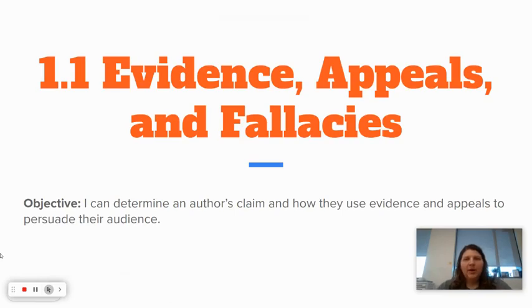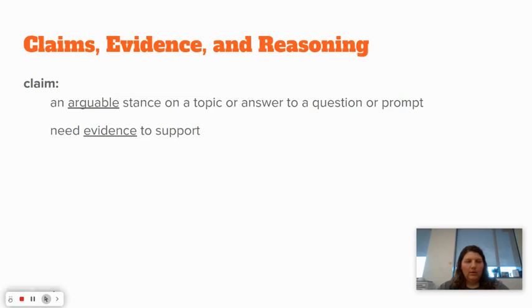Today's lesson is all about evidence, appeals, and fallacies. Our objective is to determine an author's claim and how they use evidence and appeals to persuade their audience. So before we really get into you writing your own arguments with claims and evidence and appeals, we're going to take a look at some published examples.